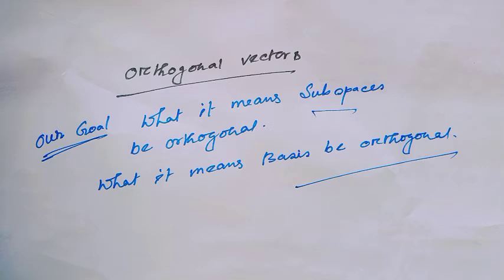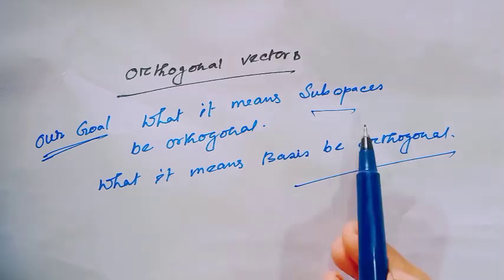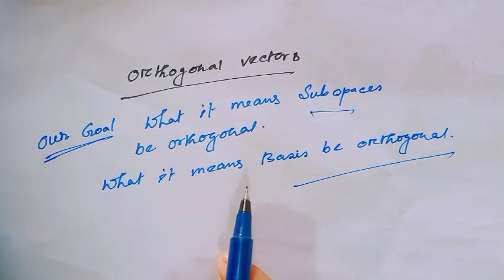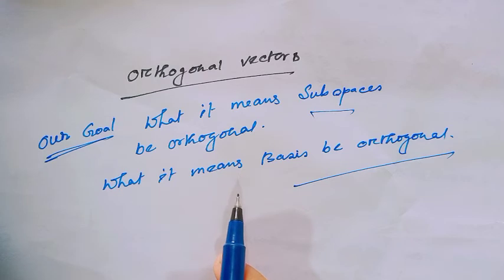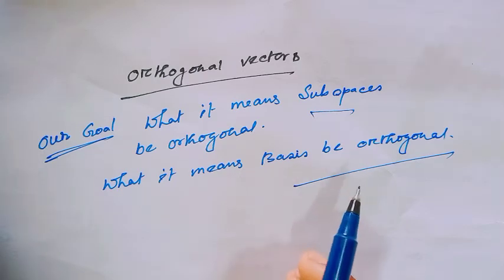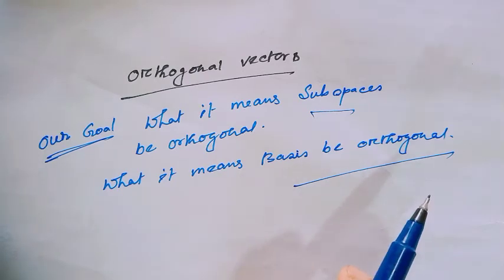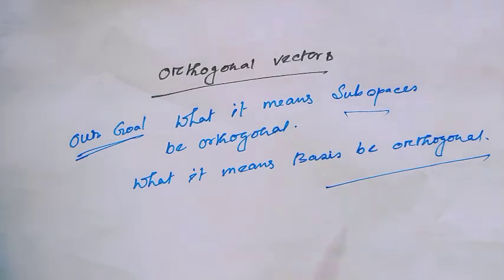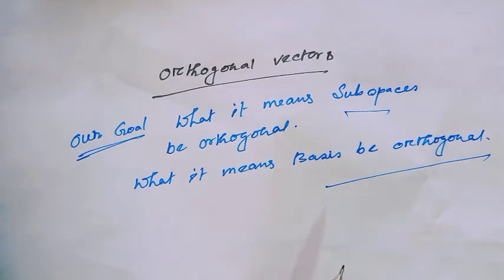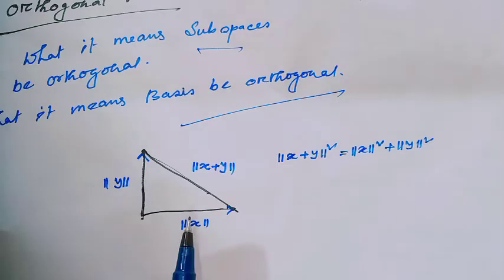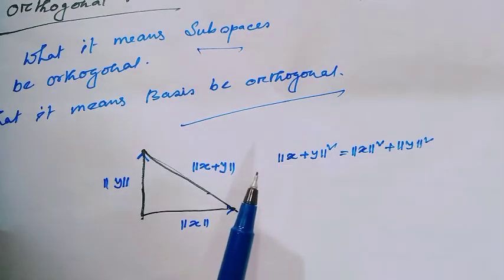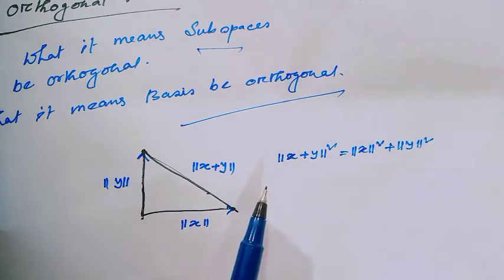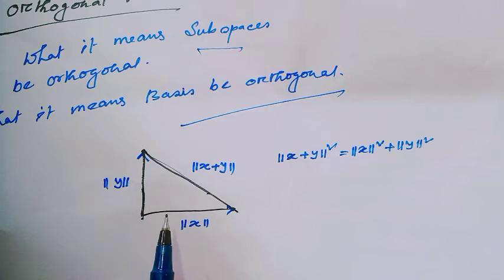Vectors. Our goals of today's lecture are what it means for subspaces to be orthogonal, and what it means for a basis to be orthogonal. Actually, today's goal of my lecture is the geometry of orthogonal vectors, and the idea of two orthogonal vectors is of this type. Consider a right angle triangle.